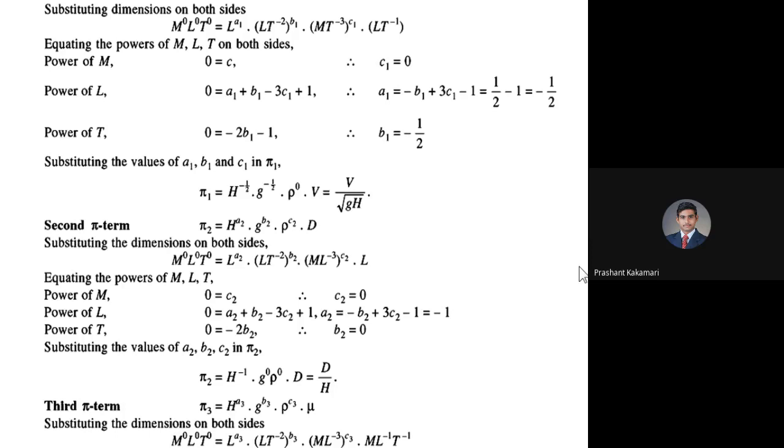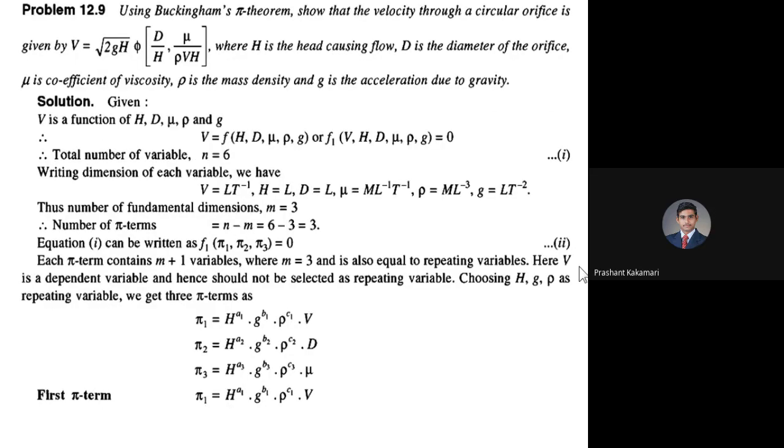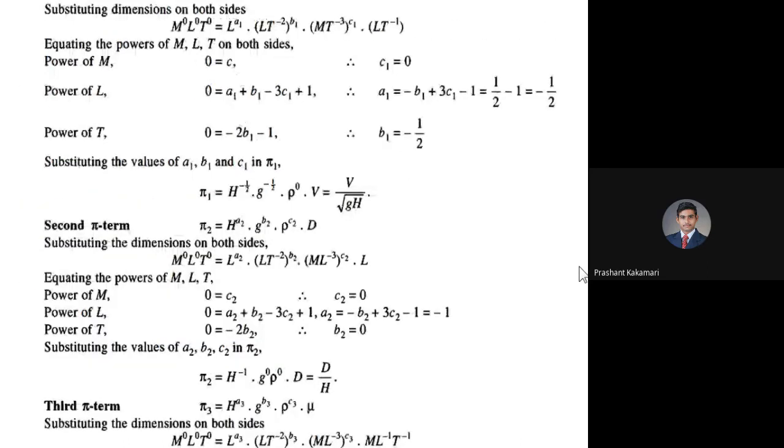So I'll directly go to the pi 3 term and tell the procedure. Pi 3 I'll recall: H raised to a3, G raised to b3, rho raised to c3 into mu. Why am I skipping pi 2? Because you know D is L. You can compare the powers and write the pi 2 term directly as D by H. Now we'll see the procedure for pi 3, because mu has many fundamental quantities. So pi 3 is H raised to a3, G raised to b3, rho raised to c3 into mu.